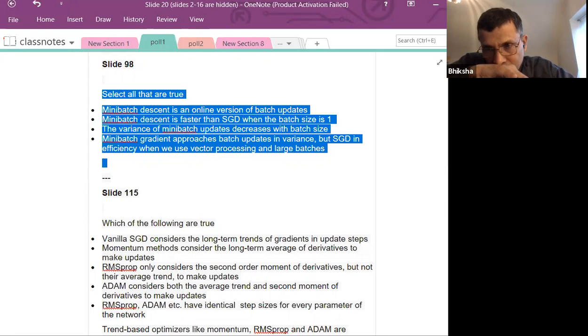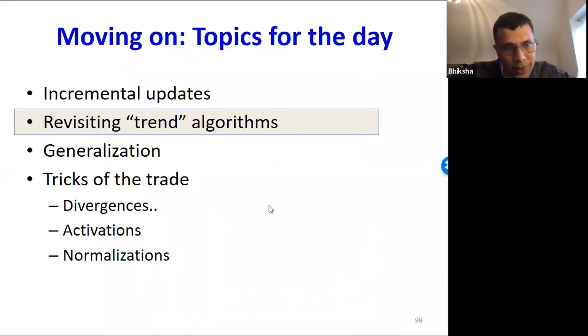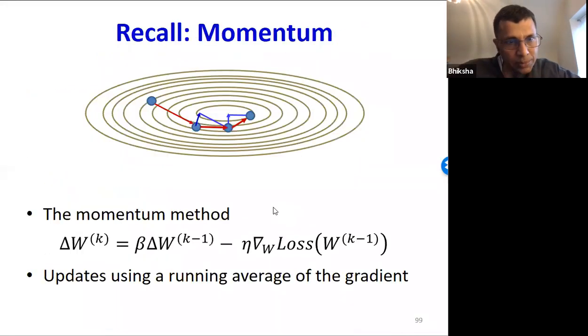Okay, let's stop here. The second option is obviously wrong because mini batch descent with a batch size of 1 is the same as SGD. The other three are all right. So let's go back to trend algorithms.